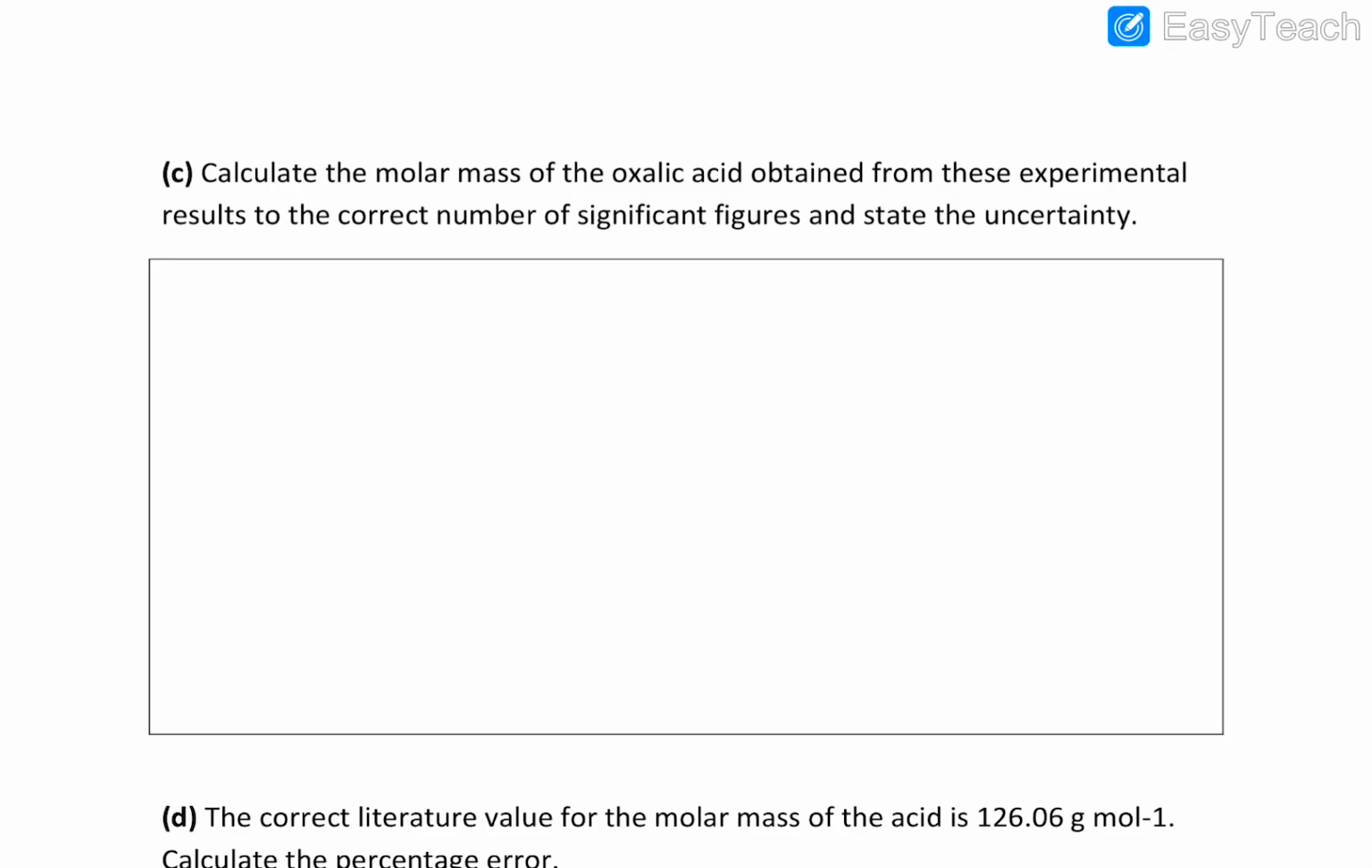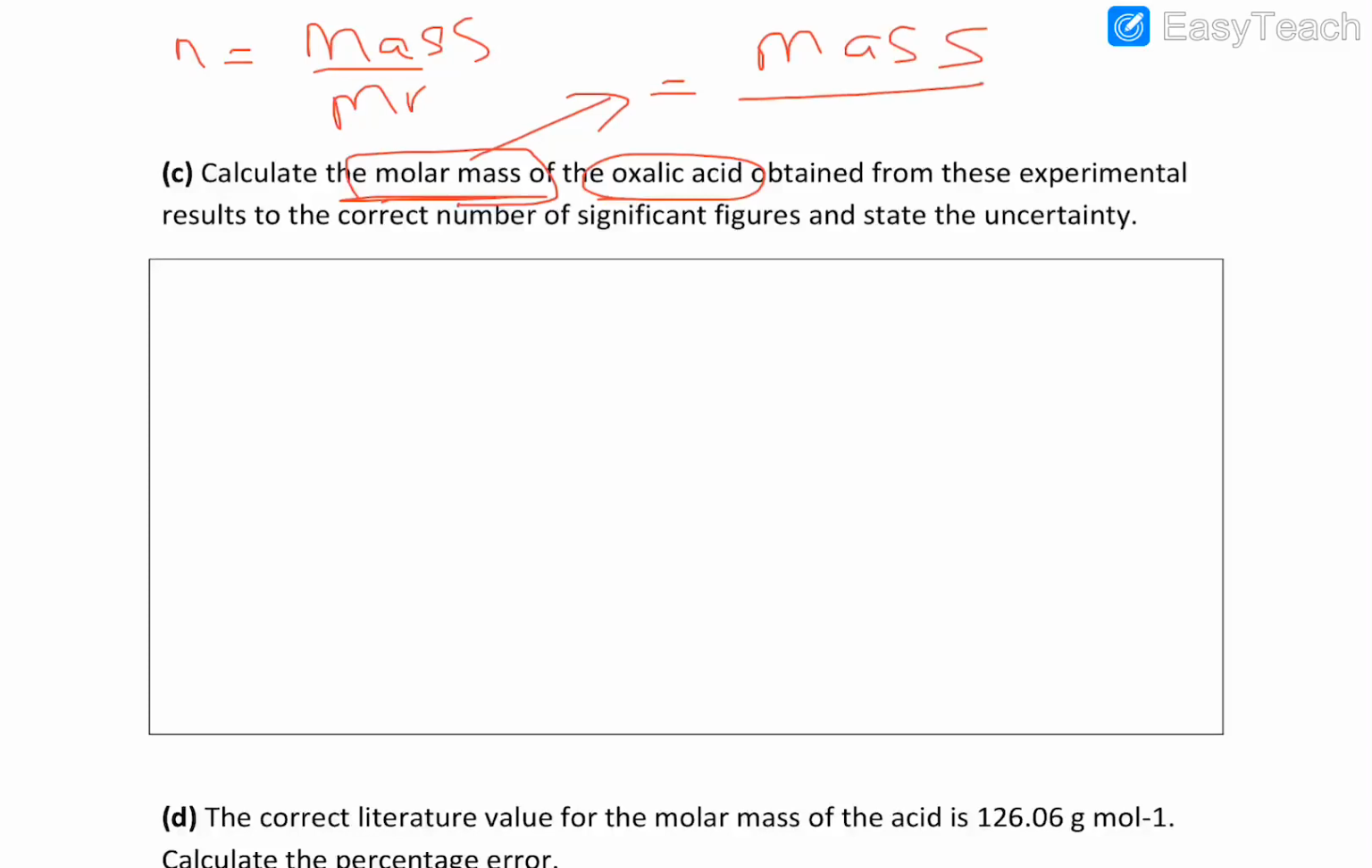Now for this part, calculate the molar mass of oxalic acid. Before doing any calculation, only one formula relates molar mass to number of moles. Number of moles is mass over Mr. So the molar mass is going to be equal to the mass of oxalic acid divided by the number of moles of oxalic acid. We have the mass, we need to find the number of moles of oxalic acid.